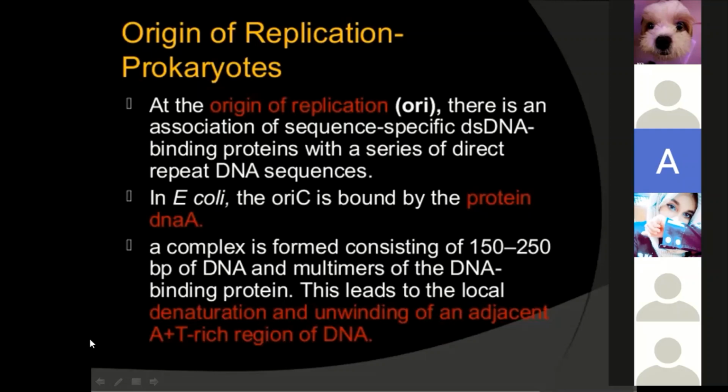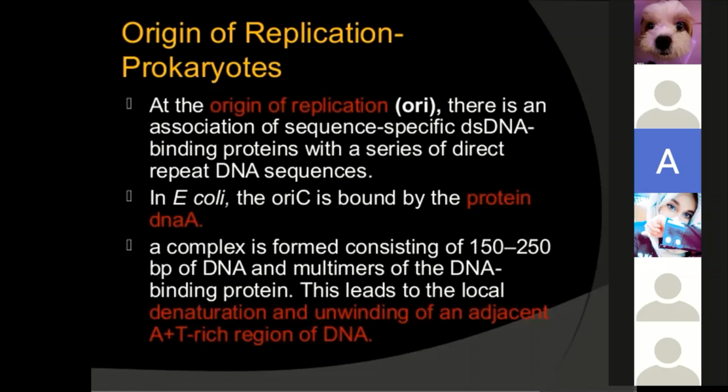This leads to the local denaturation and unwinding of an adjacent A plus T rich region of DNA. So because of the binding of these DNA binding proteins, there is denaturation in a particular place which is rich in AT. Okay, the AT rich region starts unwinding first because there are only double hydrogen bonds here. So this is in case of prokaryotes.